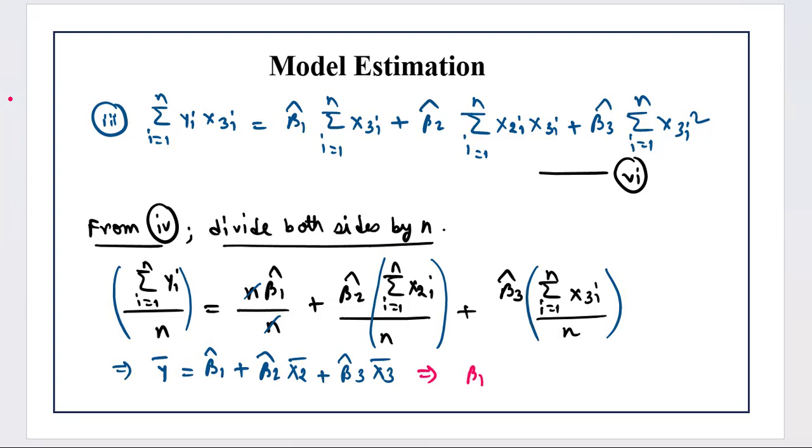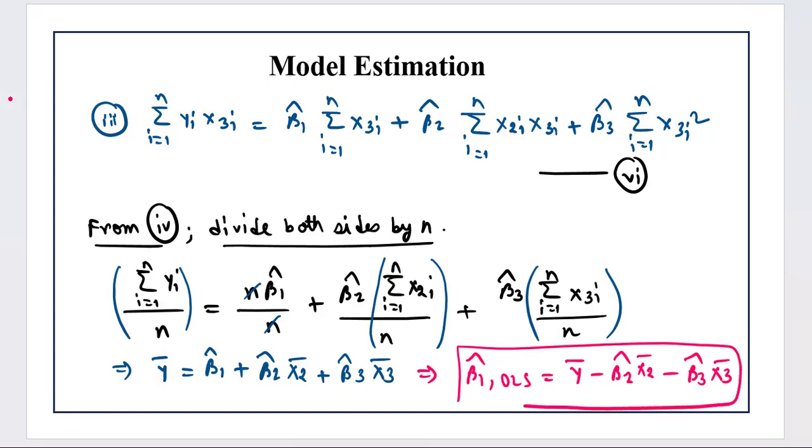So what will be beta 1 cap OLS? It will be simply y bar minus beta 2 cap x2 bar minus beta 3 cap x3 bar, right? So this is how you find out the estimate of the intercept coefficient.